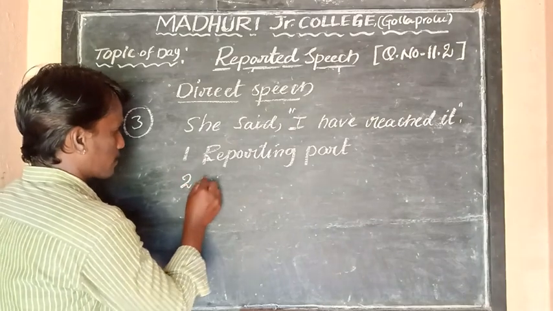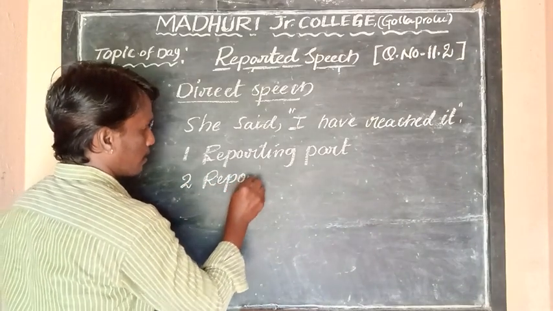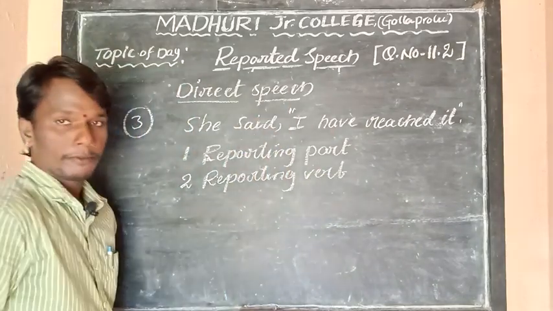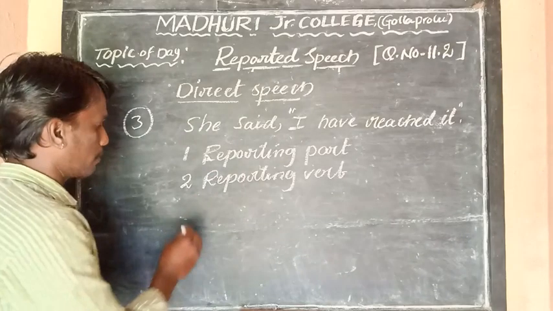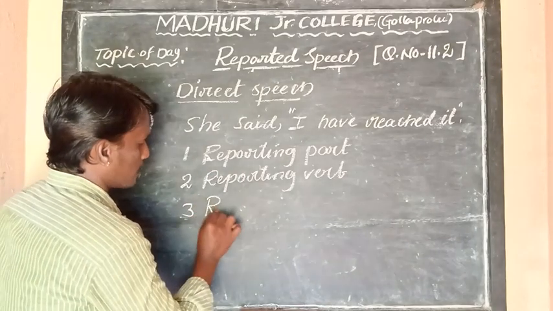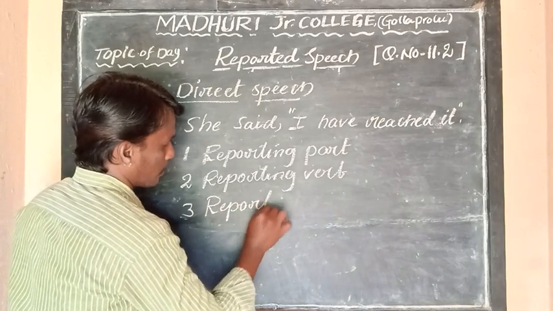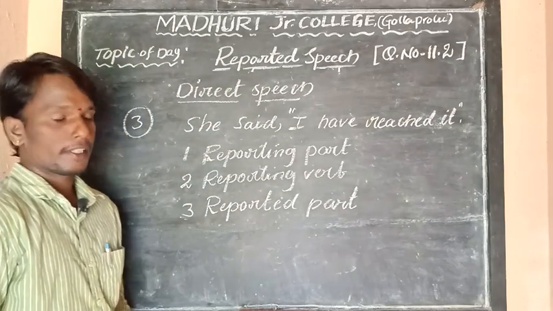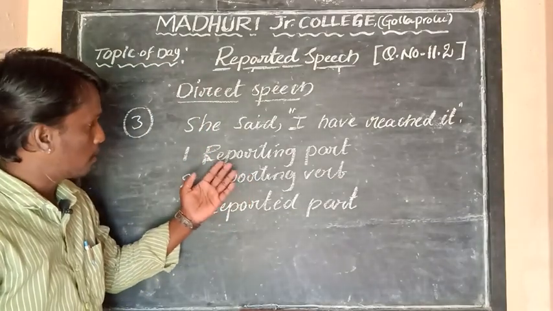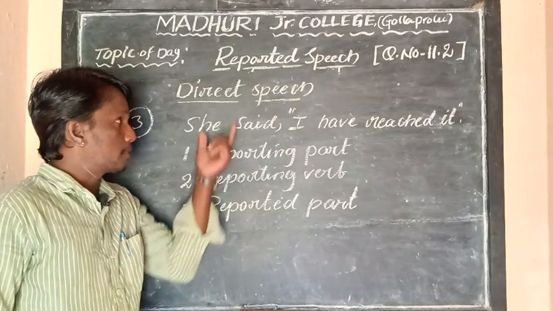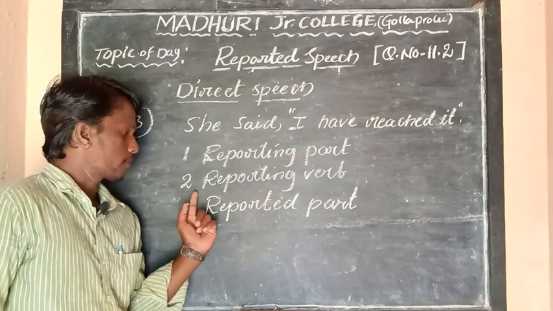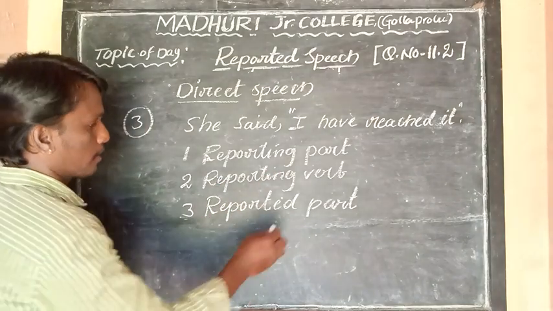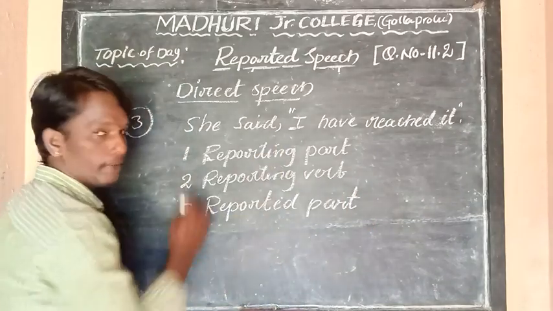The second one is reporting verb. The second part of the direct speech is reporting verb. And finally, the third part is reported part. Once again, let me read you all the 3 points. The very first part of the direct speech is reporting part, second one is reporting verb, and third one is reported part. Now let us identify these parts in the given sentence.